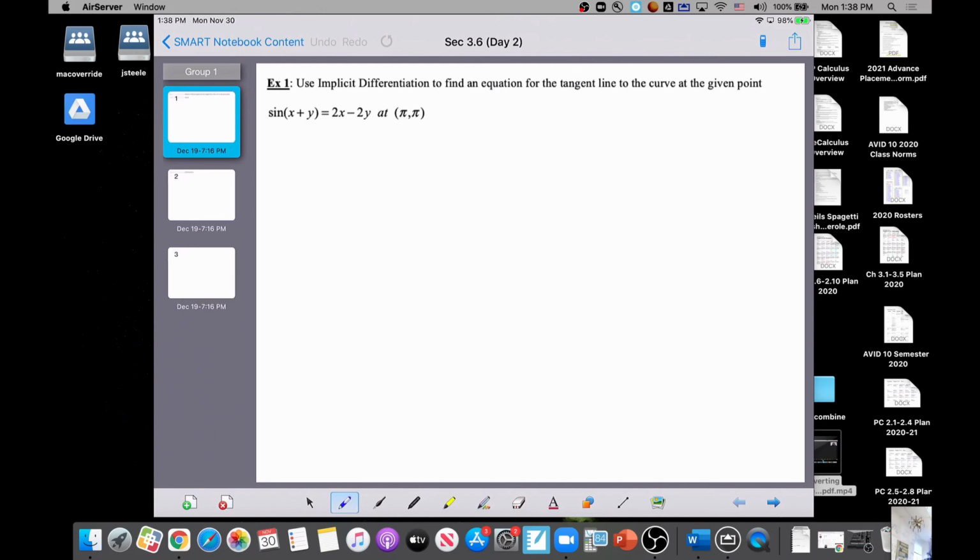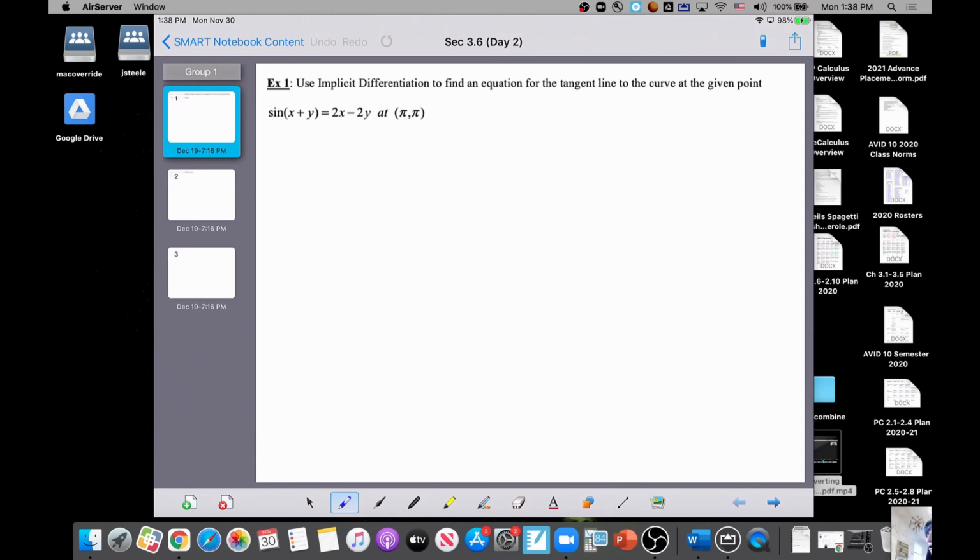So in example 1, they are asking us to use implicit differentiation to find an equation for the tangent line to the curve at the given point. Notice that our equation, sine of (x plus y) is equal to 2x minus 2y. We are not able to solve that equation for y. So this is a situation where implicit differentiation is a requirement. We can't do it without. And the point of tangency where we want this tangent line is the point (pi, pi).